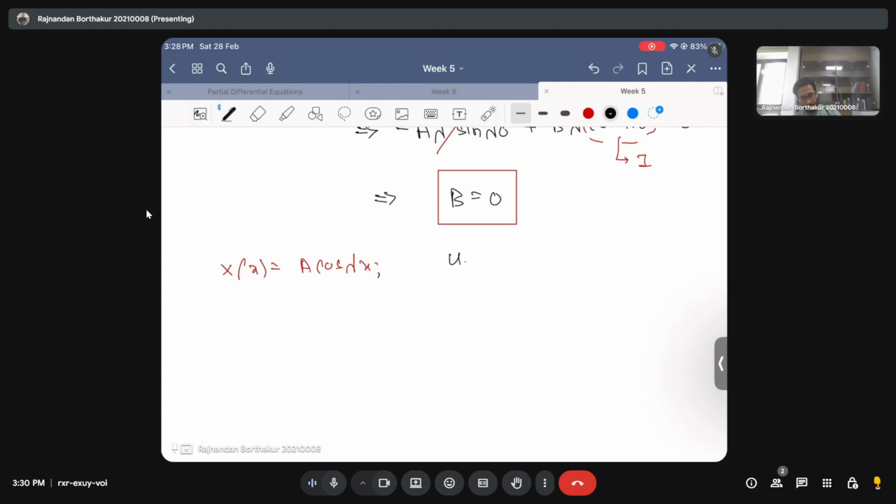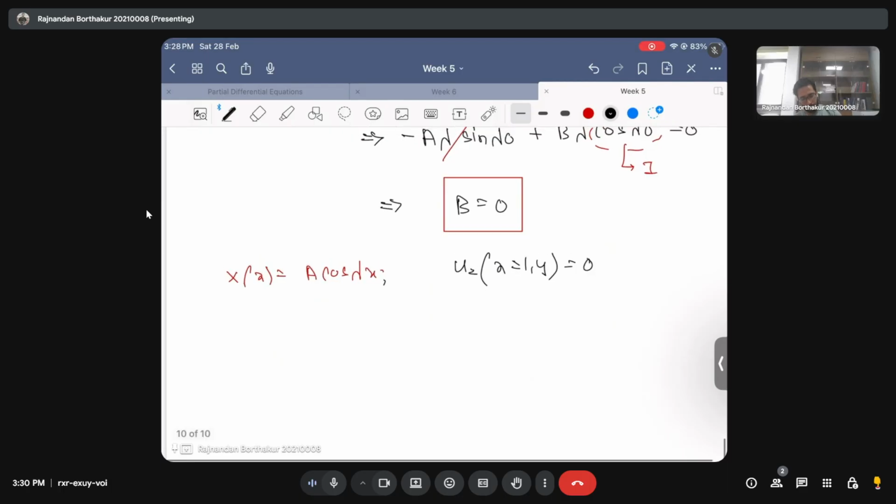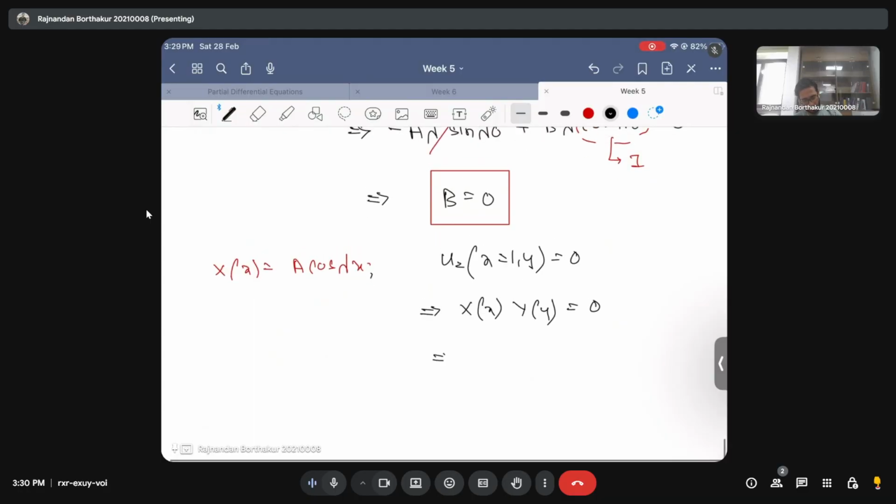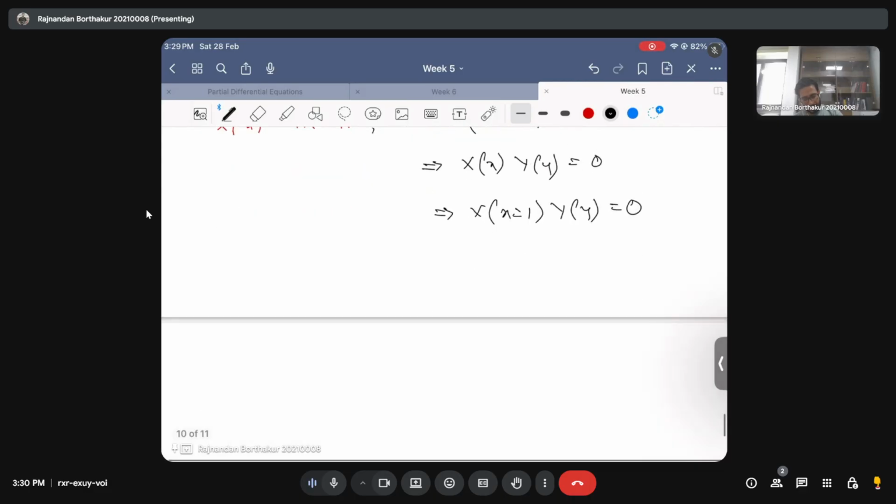So the other condition is that my u2 at x equal to 1 for all y is equal to 0, and I know that u2 is equal to X of x times Y of y, which is equal to 0. But I know that now x is equal to 1, so this means X at x equal to 1 times Y of y is 0. Okay, but from this I can only conclude that my X at x equal to 1 is 0, and this is because of the fact that Y of y can't be equal to 0.